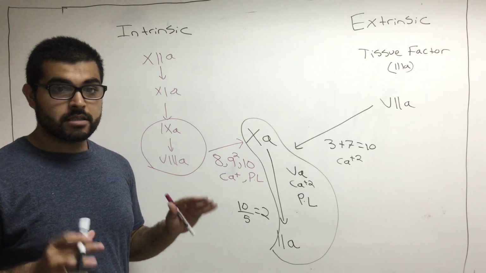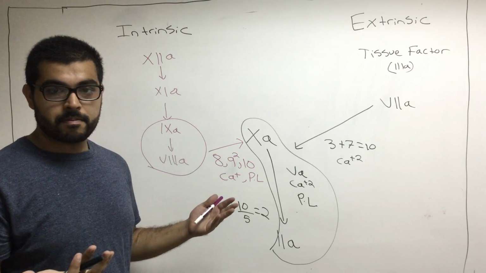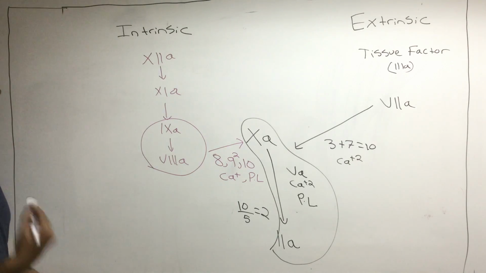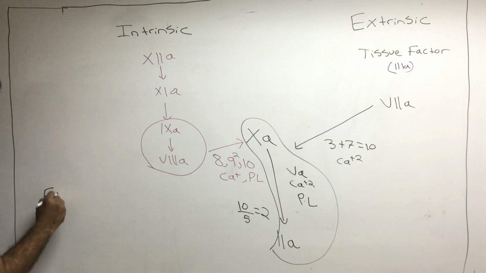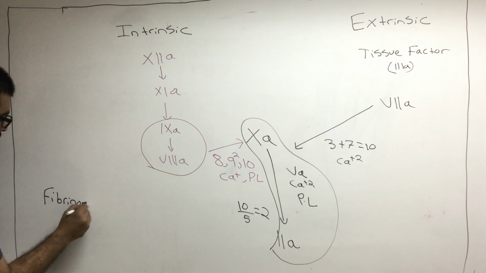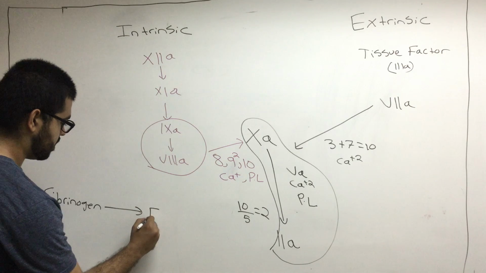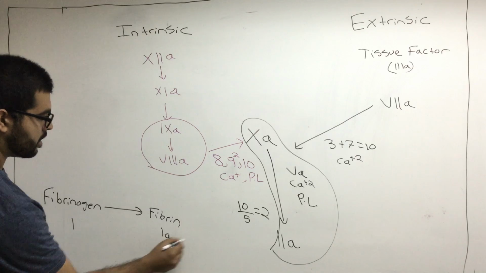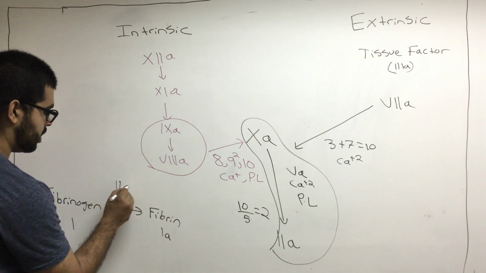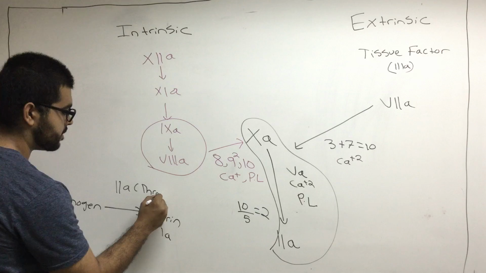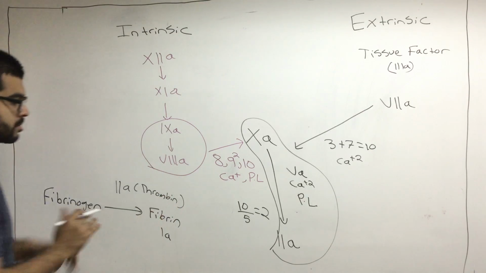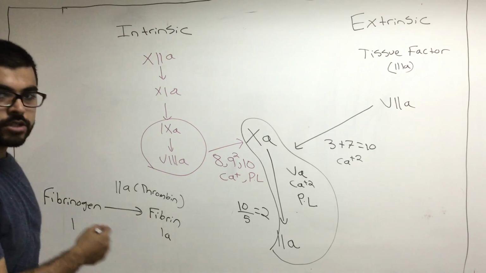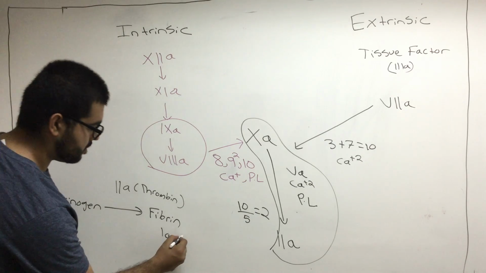Now, 2A is going to be our thrombin. Thrombin converts fibrinogen into fibrin, right? So your 1 becomes 1A, and your 2A, which is your thrombin, is going to do that. Simple as that. This is called our soft clot.